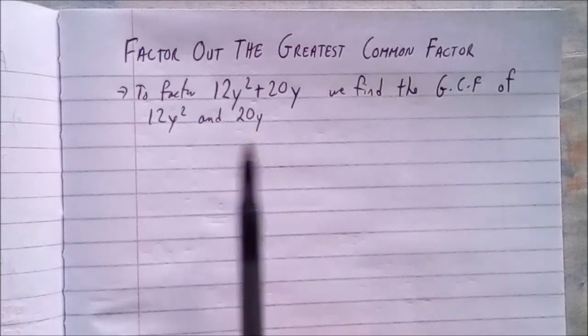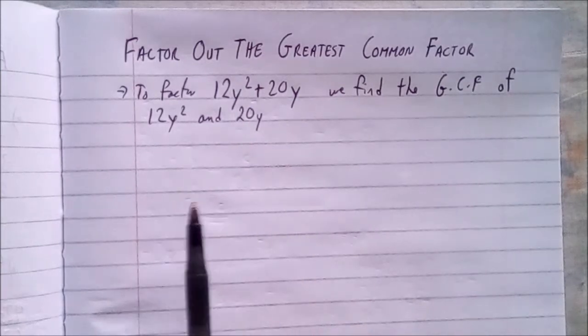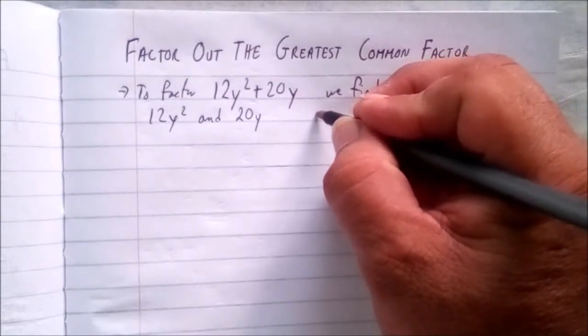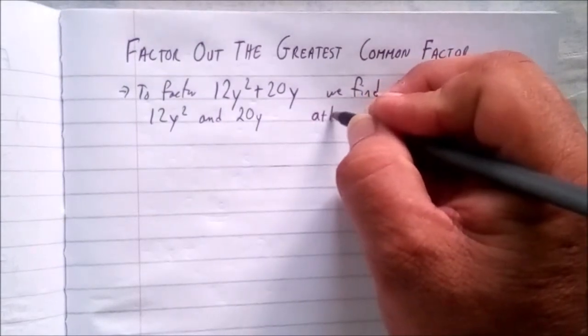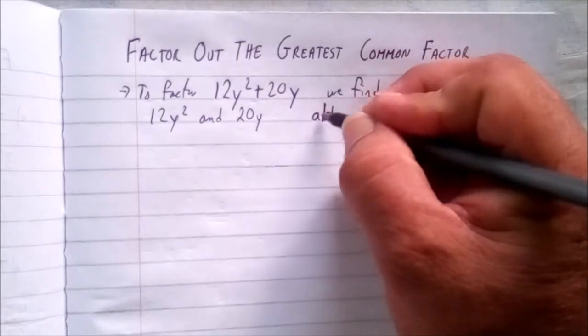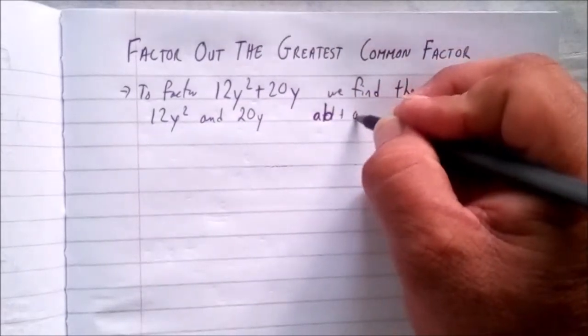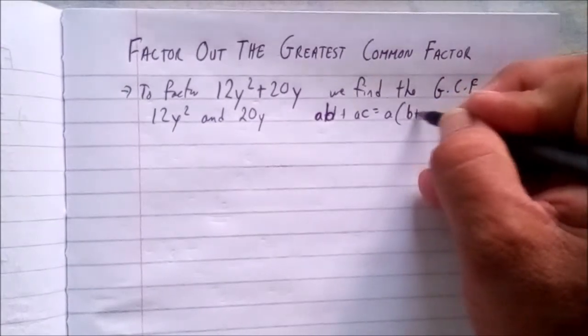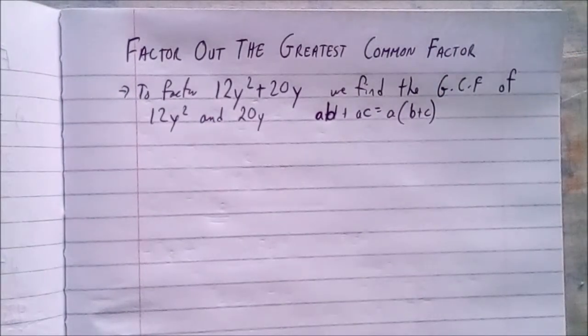So we will use the distributive property in reverse. Now the distributive property is as follows: ab plus ac gives us a times b plus c. So we will be going in the reverse process now. Okay, so let's start with it.